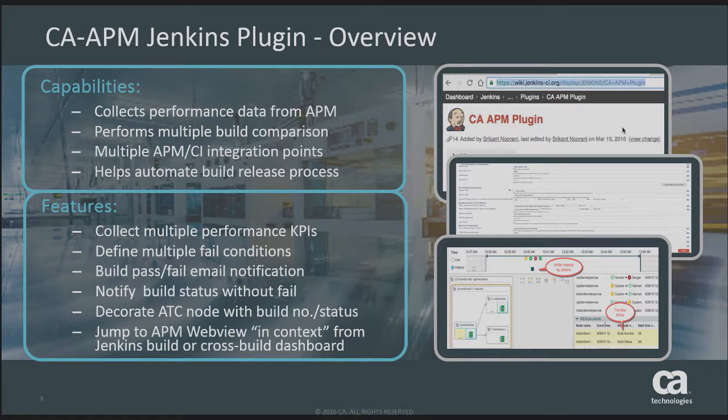From a features and capability perspective, you can bring in multiple key performance indicators. You're able to set multiple fail conditions. Once the build completes, you get an email notification. You are able to jump from the cross-build performance dashboard into APM in context, and it also publishes key attributes like build number and build status into APM Team Center.